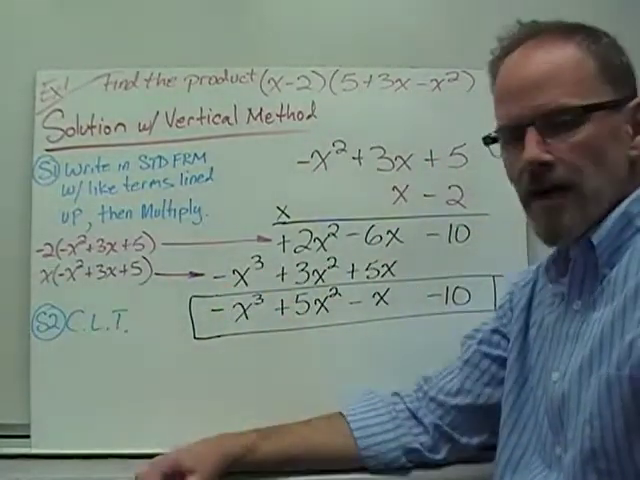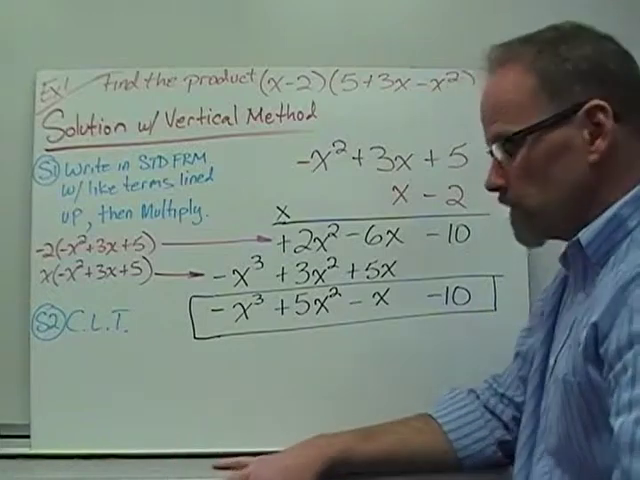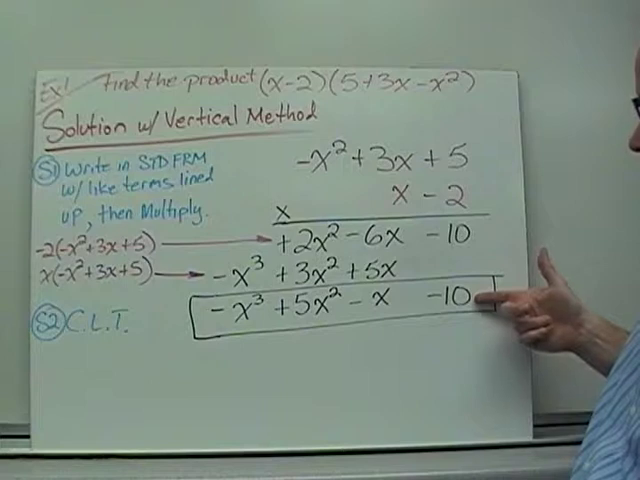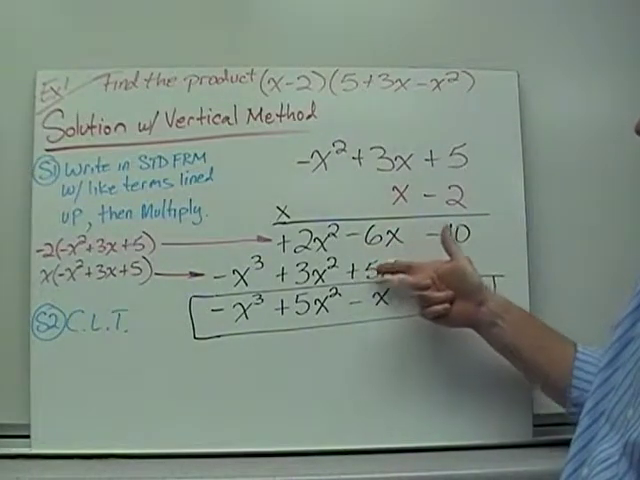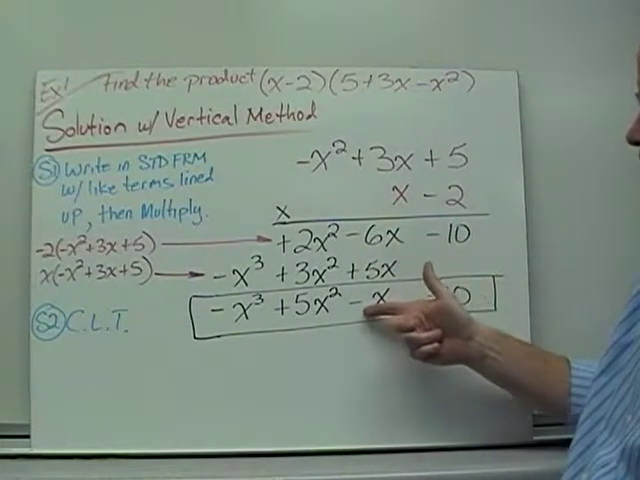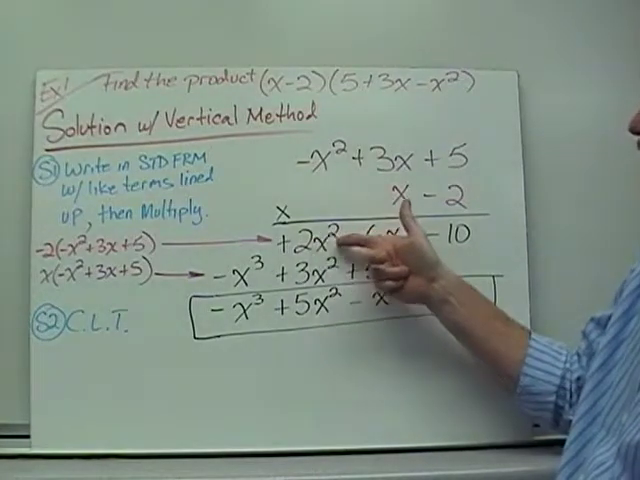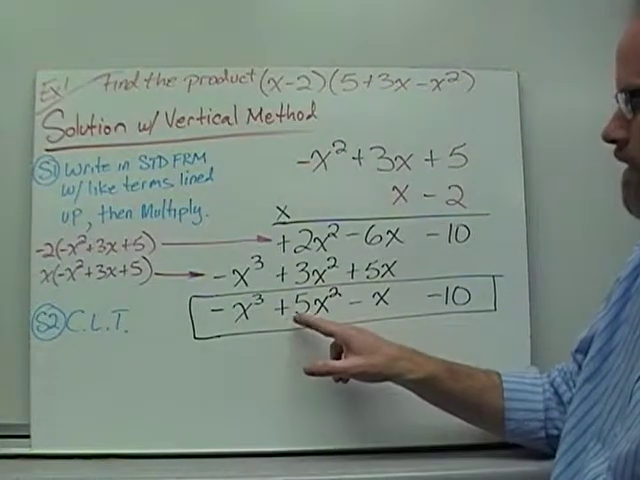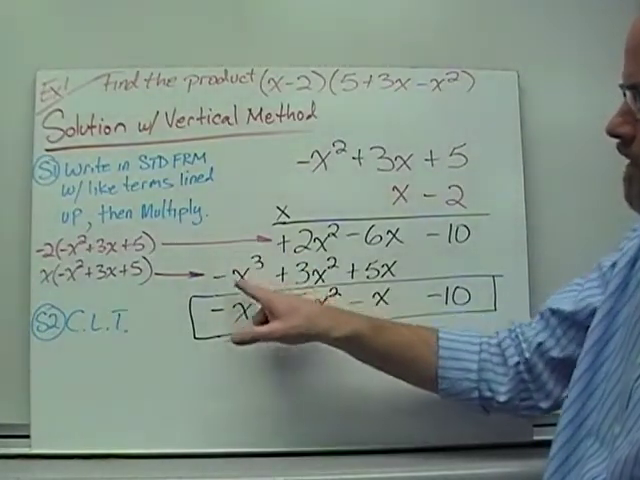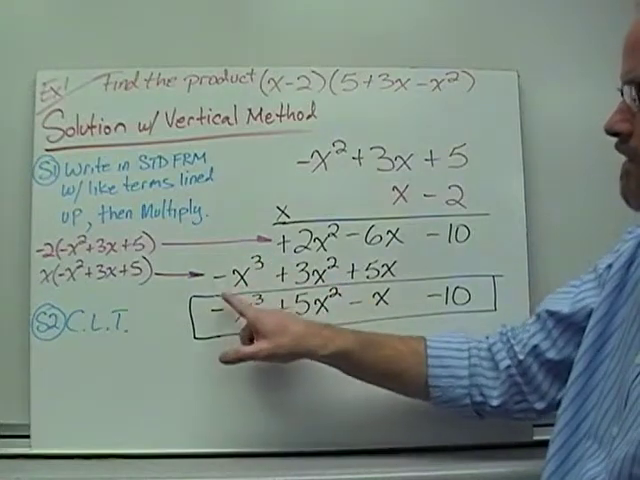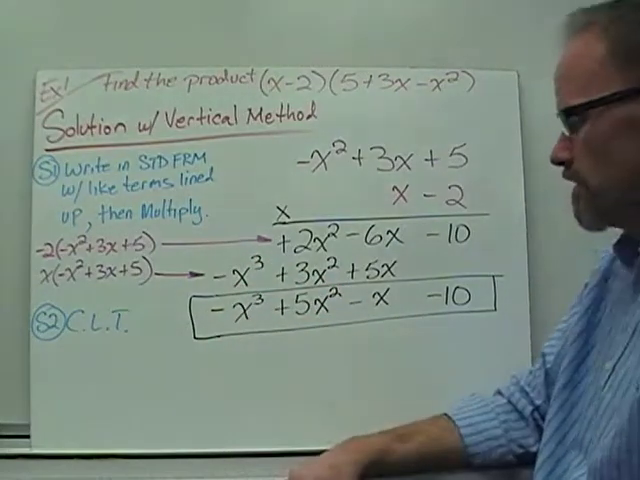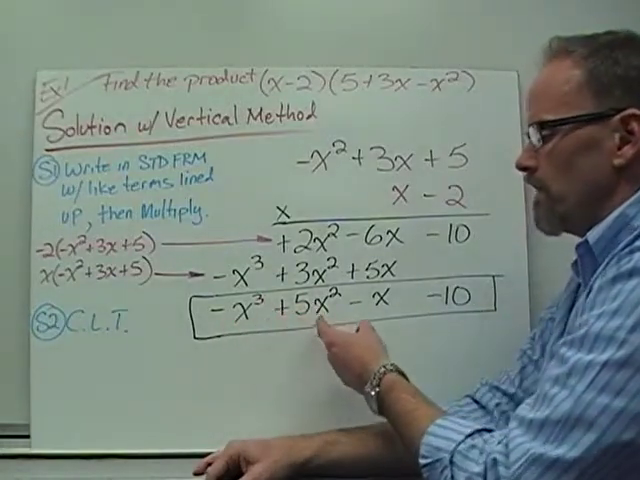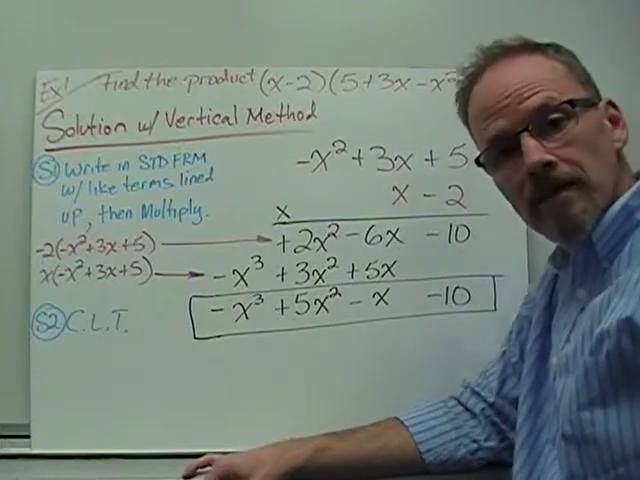Last step, CLT, combine like terms. Negative 10, nothing to combine with, so it just drops down. A negative 6x and a positive 5x drops down to a negative 1x. A positive 2x squared and a positive 3x squared drops down to a positive 5x squared. And there's nothing to combine with the negative x to the 3rd power, so it just comes down. This is my final answer: negative x to the 3rd power plus 5x squared minus x minus 10. That's it.